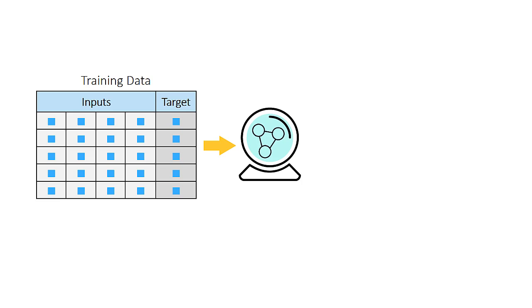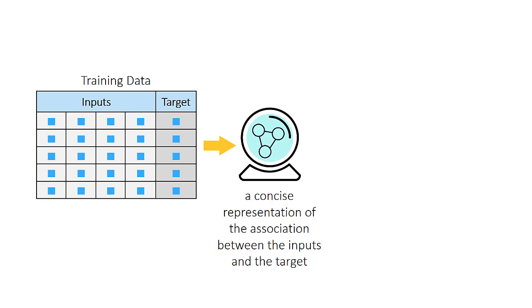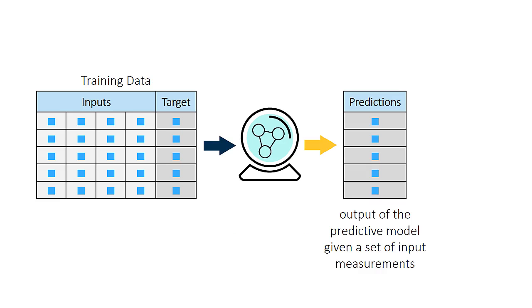The purpose of the training data is to construct a predictive model, that is, a rule that relates the inputs to the target. The predictive model is a concise representation of the association between the inputs and the target. The outputs of the predictive model are known as predictions. Predictions represent the model's best guess about the target given a set of input measurements. The predictive model makes predictions based on what it learns from the source data.